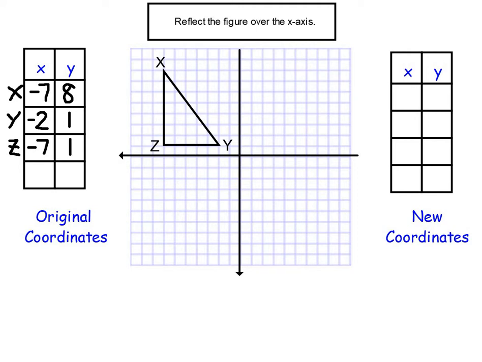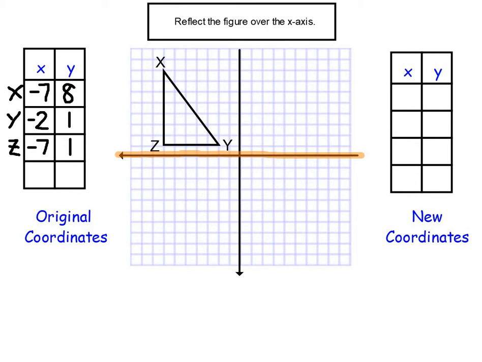Right, so here we have a problem that says reflect the figure over the x-axis. We have a picture of a triangle and I've gone ahead and written down the original coordinates. So let's start just by highlighting the x-axis. So the x-axis is the horizontal axis right here.